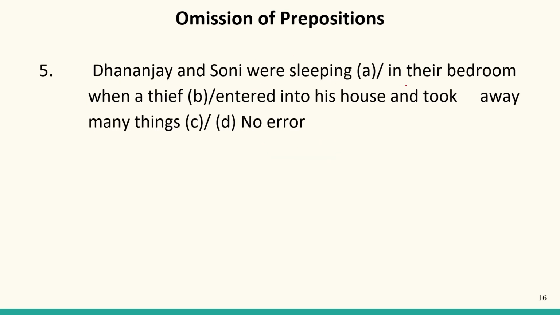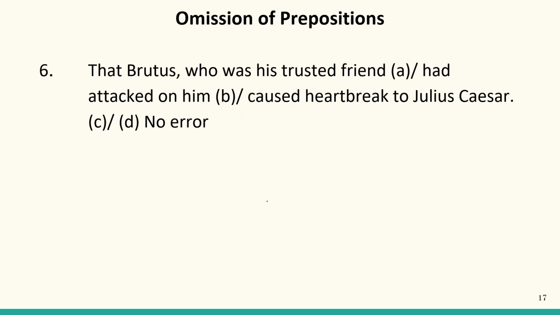Dhananjay and Soni were sleeping in their bedroom when a thief entered into his house and took away many things. Now again, entered is to come inside, and it is a transitive verb. It should not be followed by a preposition. Therefore, our answer should be C. That C part contains the error.